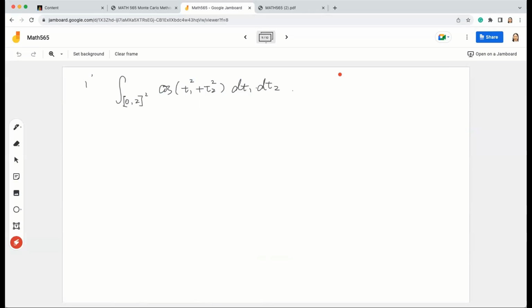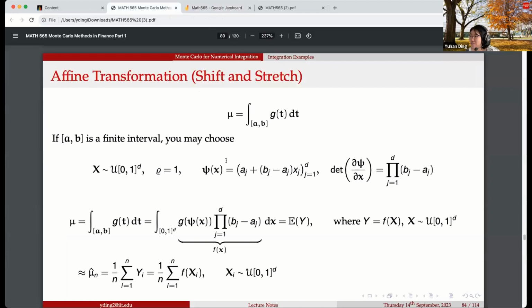Maybe we can do an angle formula. Nah, that wouldn't do it because you still have the t1 and t2 just multiplied. Okay, what did we learn for Monte Carlo methods?